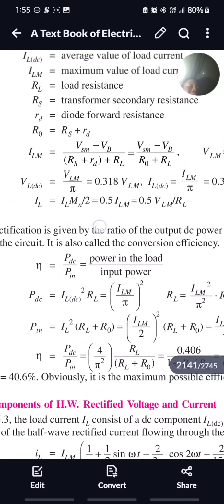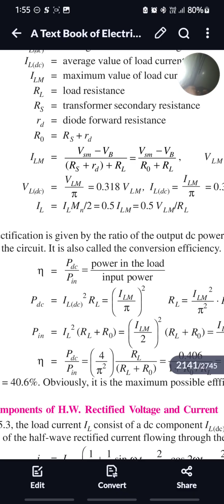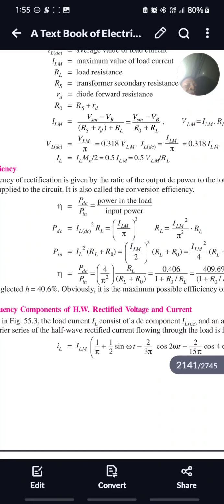But for the full center tap or full bridge is what? Divided by root 2. The only difference between the center tap full wave and the bridge full wave is the peak inverse voltage. I'm going to get there. So now you're going to get this one. Okay, let's continue.